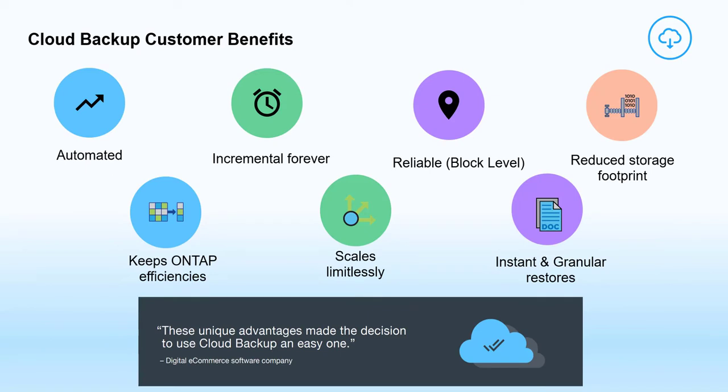With Cloud Backup, we have taken the best of NetApp snapshots and created a backup service for ONTAP data that outperforms any service today in terms of performance, efficiency, and even cost reduction, with an automated set-and-forget system which is incremental forever and copies blocks of data, not files, so that you can back up only the data that you have changed. Cloud Backup is faster, more efficient, more reliable, and scales limitlessly.